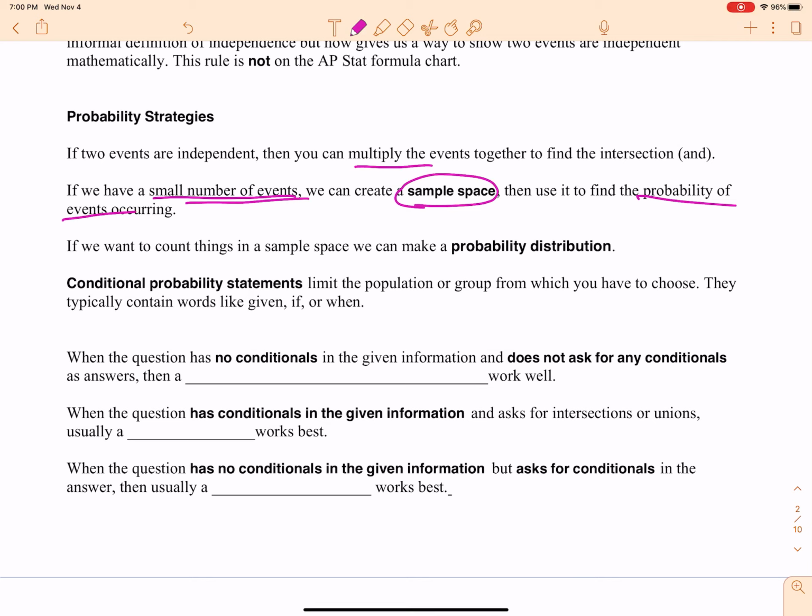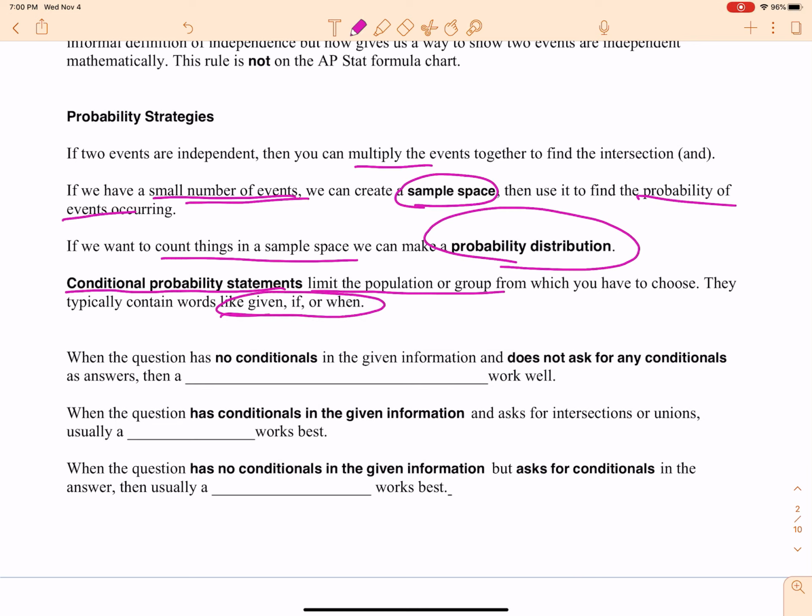Okay, the other thing we've talked about is the idea that if we want to count things in a sample space, we can make a probability distribution. You had to do that on your very first homework, A16, where you had to create your probability distribution for your spinners, for the sums. And then, of course, our conditional probability, which is our most recent thing we've talked about. Remember that your conditional probability limits your population to just a group within it. So that's why we have to use words like given or when or if. And I've written all that down right here.